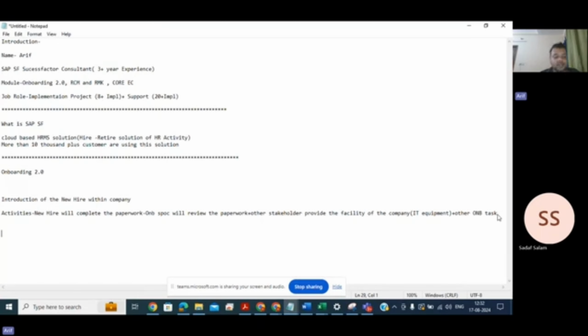So since this is the first class, I want to open everything for you: what the interview process is in every company. If you talk about the Big Four, how the Big Four take the interview. If you talk about the other IT giants like Wipro, TCS, Infosys, how they are conducting the interviews, what questions they are asking.